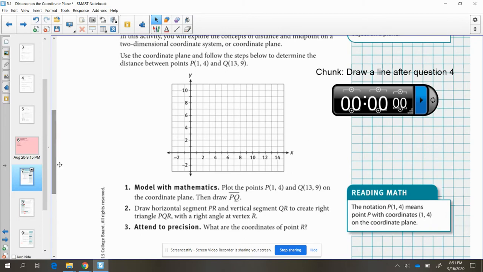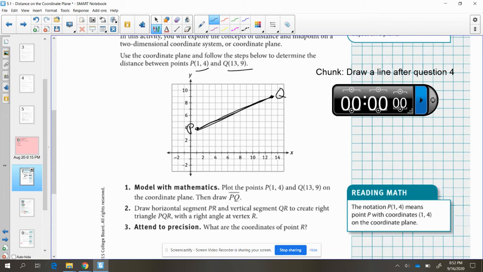Now, the problem is if we have a point P and Q, and if we plot those 2 points, it says that P is at 1, 4, Q is at 13, 9. So if we plot 1, 4, here is P, and we're going to label that. And then Q is over here at 13, 9. That's Q. And we connect these two. The problem here, unlike the last problem, is we can't just count these because it's not just vertical or horizontal. We have no boxes to count.